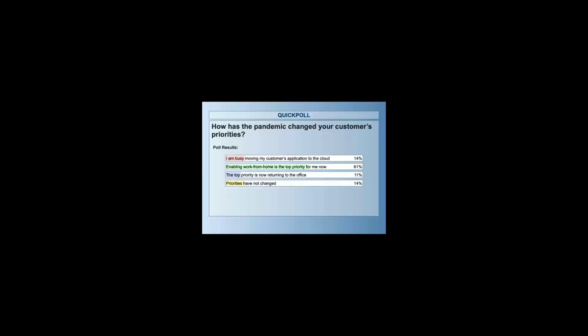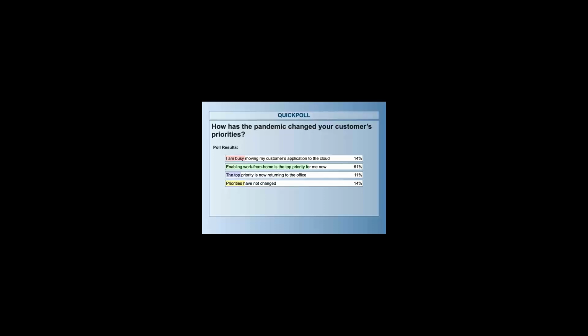So the results here: enabling work from home is the top priority, at 61%, and the rest are split between the other 3. It's actually interesting to see 14% say that their priorities haven't changed, because I think that enabling work from home, return to the office, and moving applications to the cloud are most of what we're hearing as the challenges that MSPs are facing now. So, okay, let's get back to the presentation here.